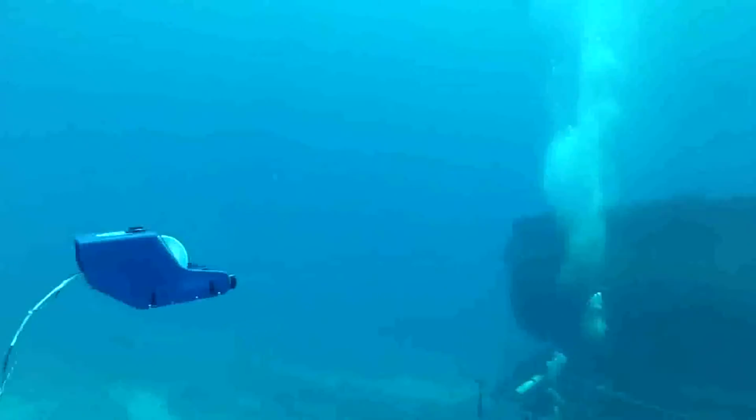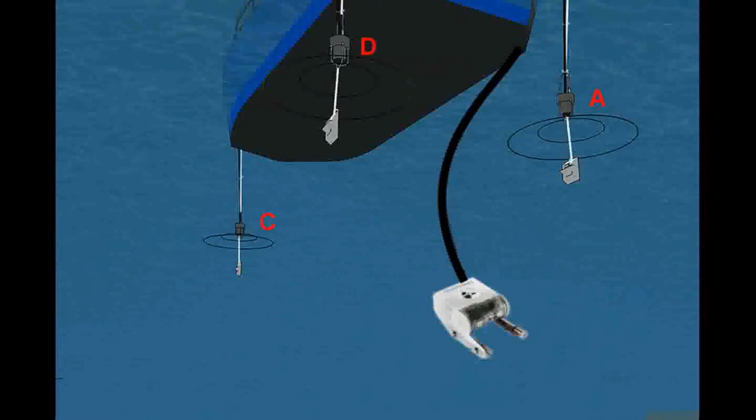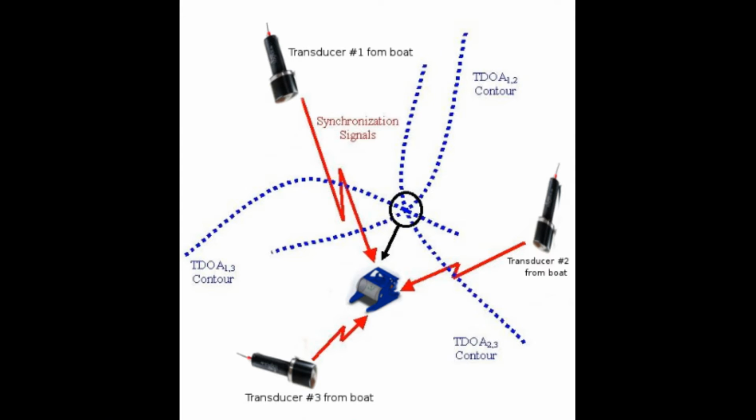OpenROV has opened the market up to people from all walks of life, but there are still some features left to be desired. In any form of exploration, the location of discoveries is a necessary piece of the puzzle, and the OpenROV platform currently lacks this. That's why our project focuses on triangulating the OpenROV, so enthusiasts will know where their rover is at all times.